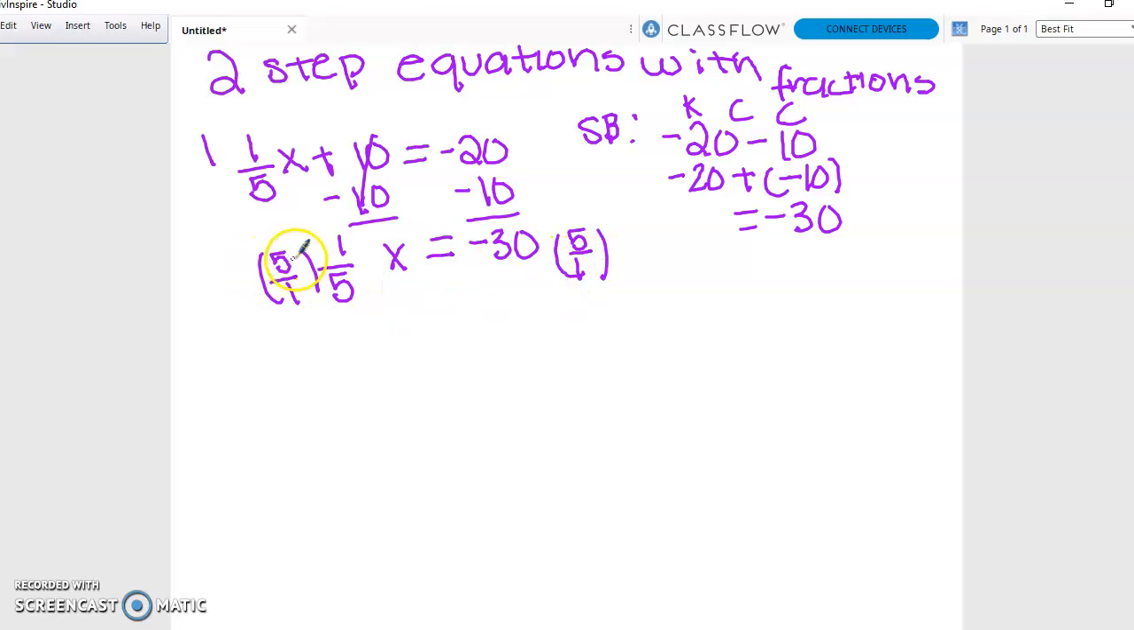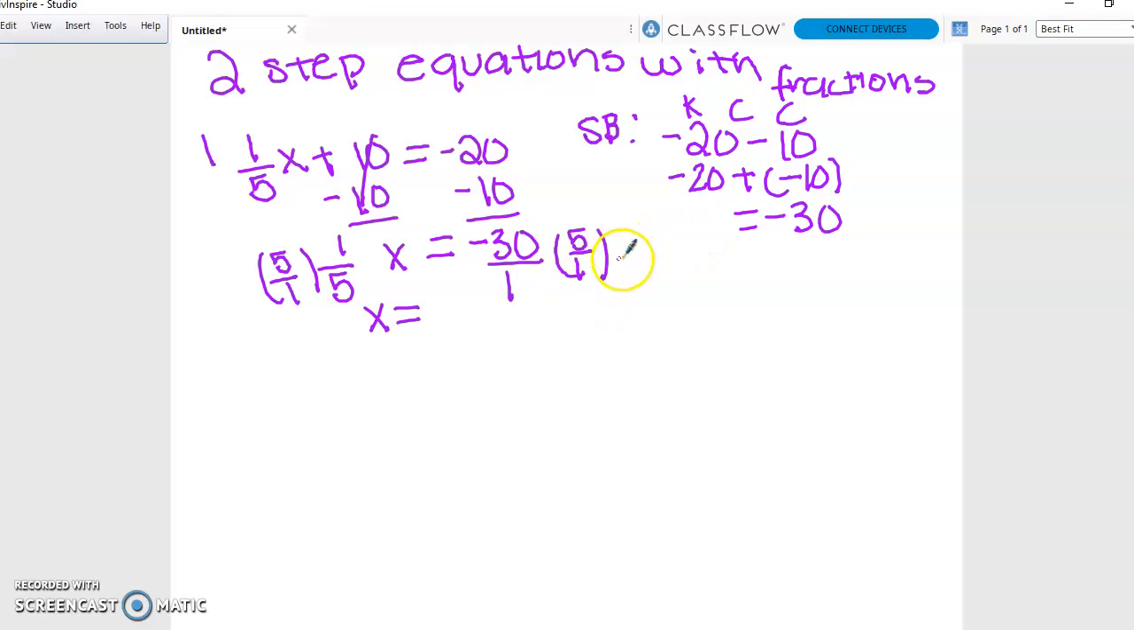So if we do it on this side, we get 5 times 1, which is 5, and then 1 times 5, which is also 5, and 5 over 5 equals 1. And remember, we don't have to write that 1, so we're just going to bring down our x, because that's all we have left. And now we have to multiply these, and I just wrote a 1 underneath here, because that's how we turn negative 30 into a fraction. So now we have negative 30 over 1 times 5 over 1.